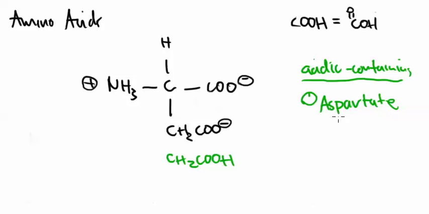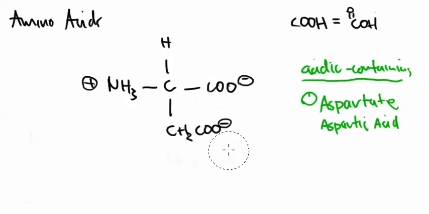So that name is either aspartate if it's negative or aspartic acid if it's protonated. So either or, you've got to be careful. Aspartate, aspartic acid. They are referring to the same structure. The only difference is that one of them has the hydrogen removed and the other one has the hydrogen on it. If it has the hydrogen on it, then by definition it is the acid form, so therefore it goes by aspartic acid. Okay, so there's one of our acid-containing groups.